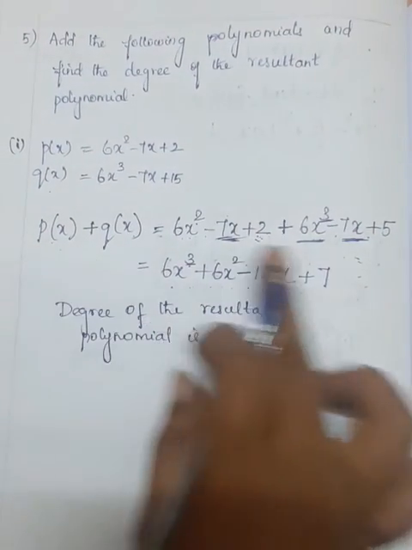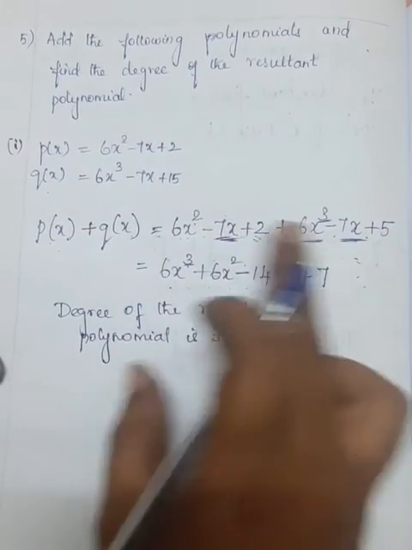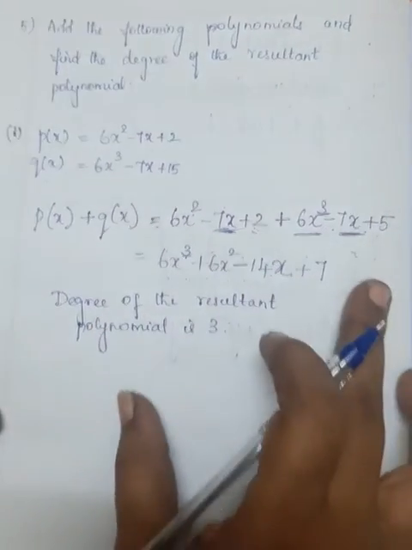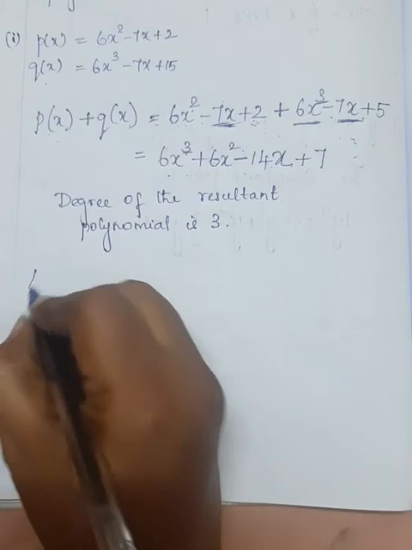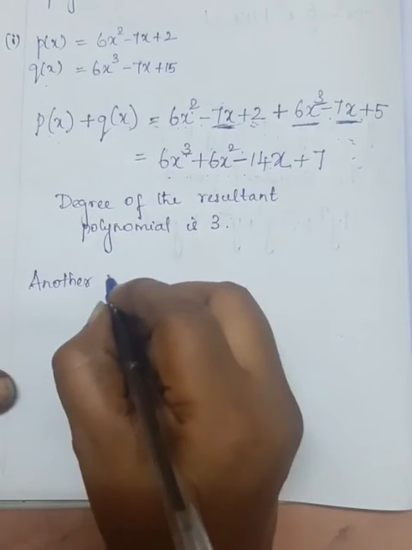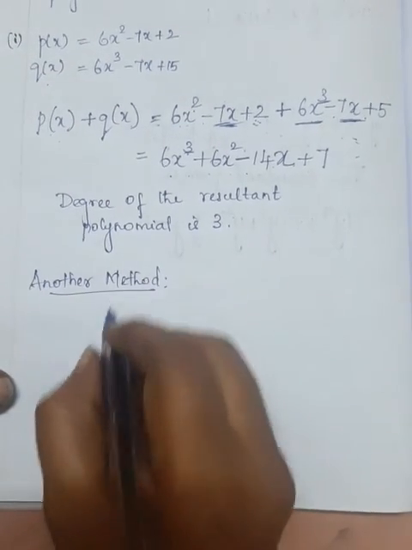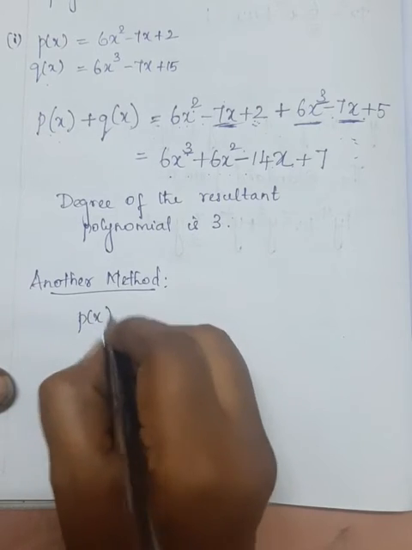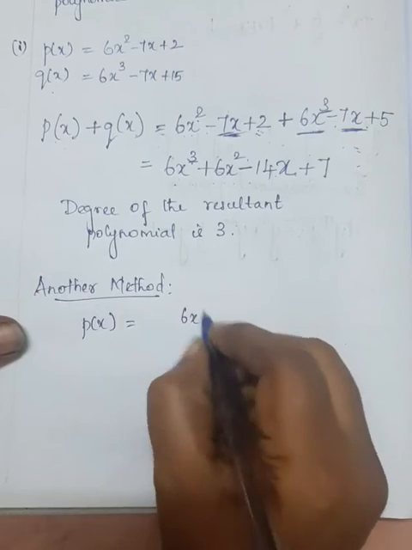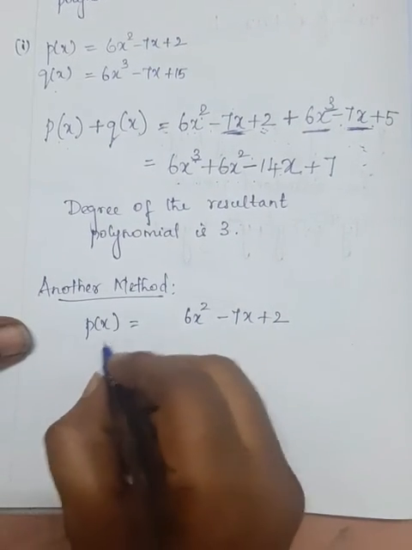Okay. This is the standard method what you will follow, because in your higher studies also you will follow this method only. But if you find this as difficult, I will teach you the next method. But this I will not recommend. It is your wish. Another method is, p of x you take and write. What is p of x? It is 6x square minus 7x plus 2. Next, q of x you write.